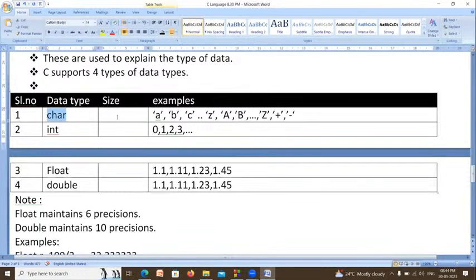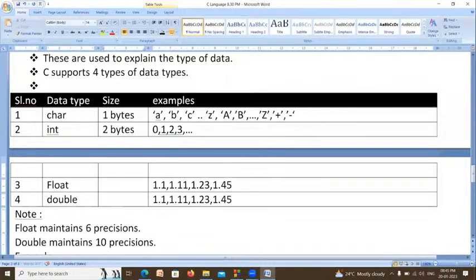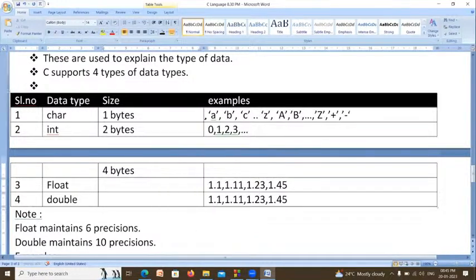Each data type is having its own size. The size of character is 1 byte. What is the size of character? 1 byte. What is the meaning of size? When you keep this alphabet inside the memory, then it occupies 1 byte of memory. What is the size of integer? Size of integer is 2 bytes. In some systems, it is also 4 bytes. Now, when it is 2 bytes and when it is 4 bytes, I will explain to you.